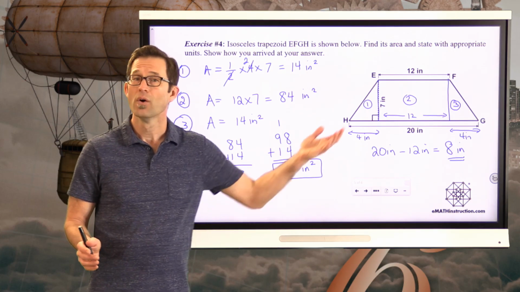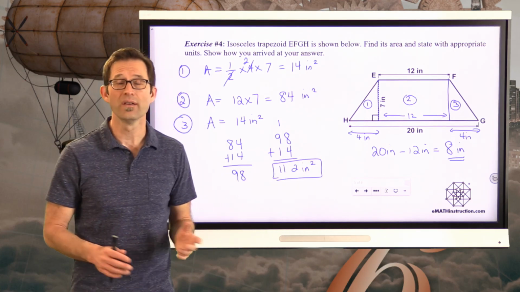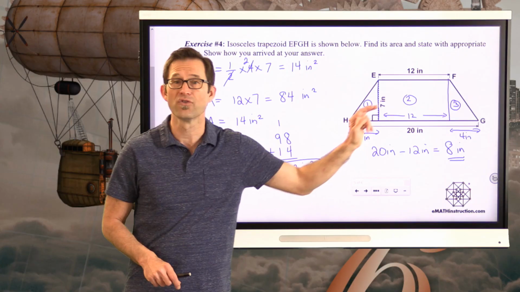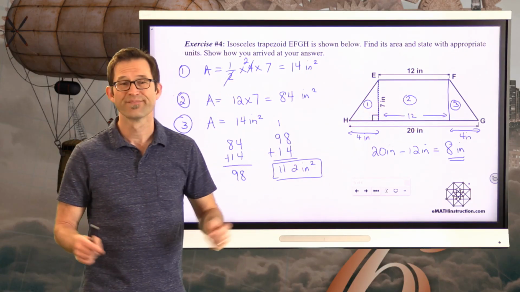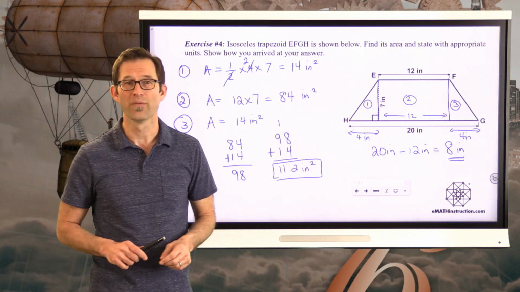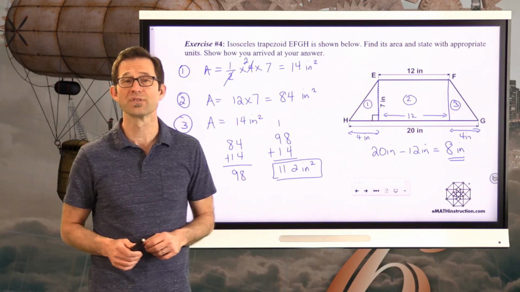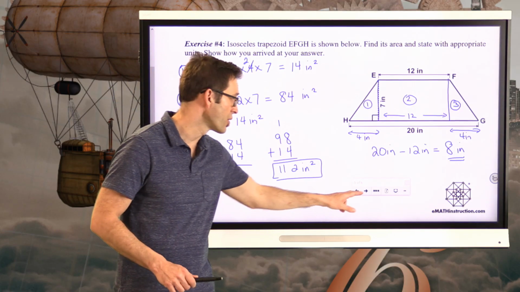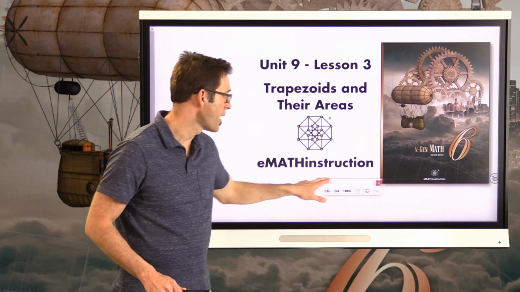But that's it. We just take our isosceles trapezoid, decompose it into a rectangle and two identical right triangles, add up the area, and we've got the entire space, two-dimensional space, that fits inside this figure. All right, let's wrap this thing up.